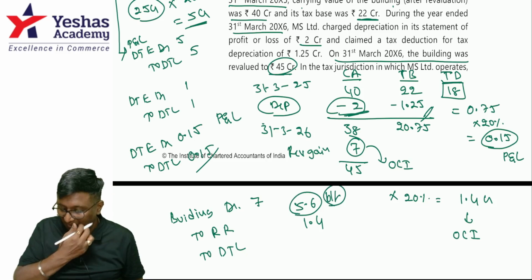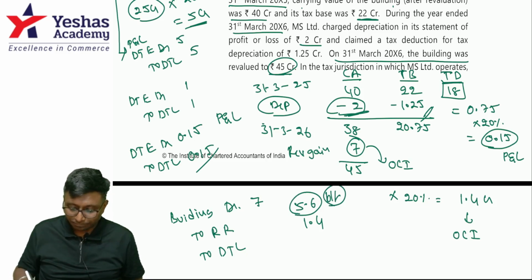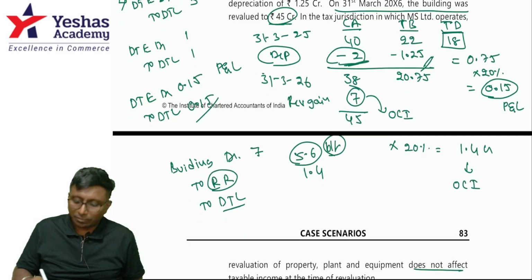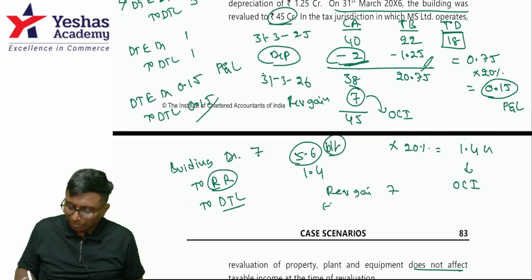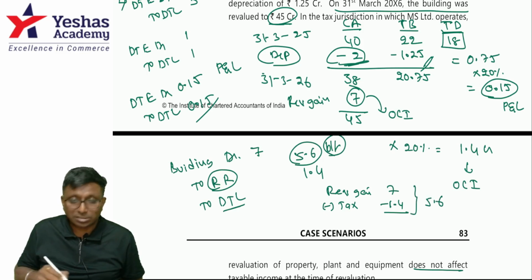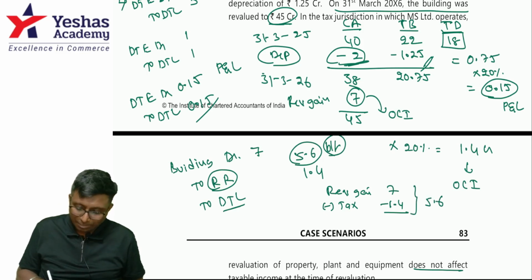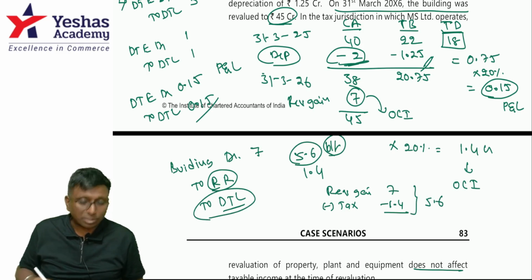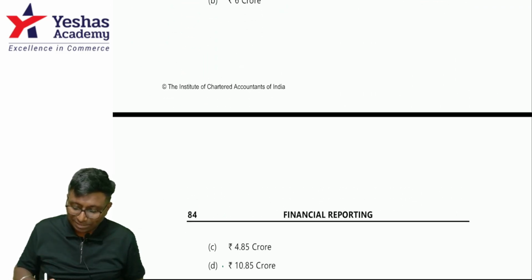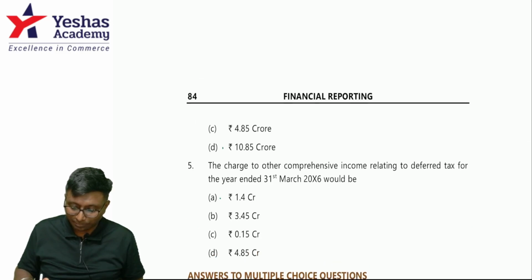Okay. Sorry. DTL is DTL. RR is reduced from the OCI. In the revaluation reserve we will say revaluation gain is equal to 7 minus tax related to revaluation reserve 1.4. So OCI will be 5.6. This is a balance sheet. DTL will go to the balance sheet. Correct? Right. So now you see, because DTL has come from there also, here also, everywhere it has come.